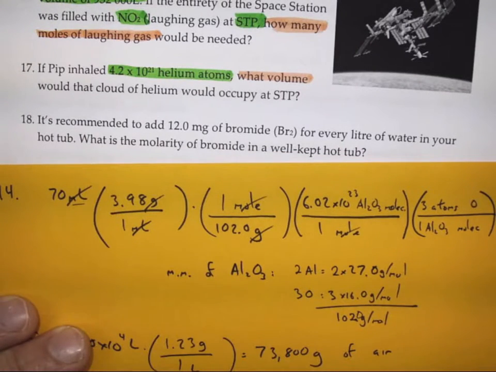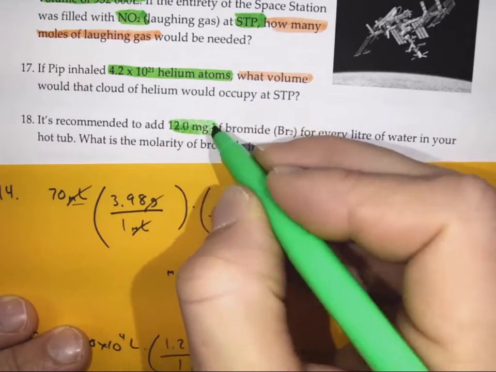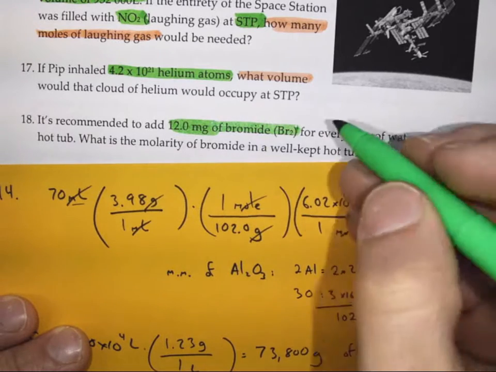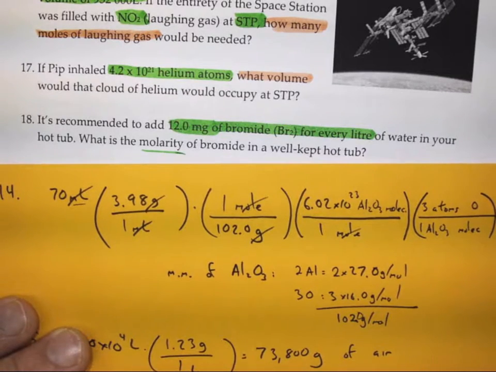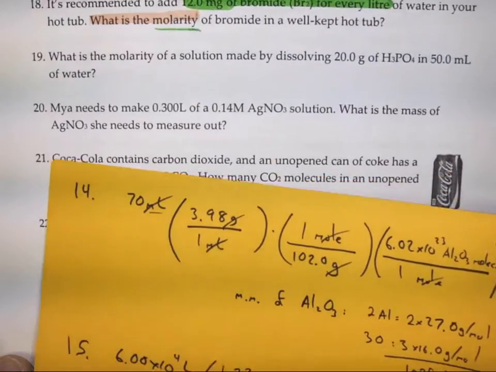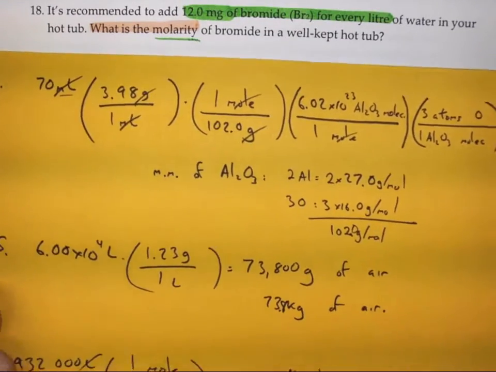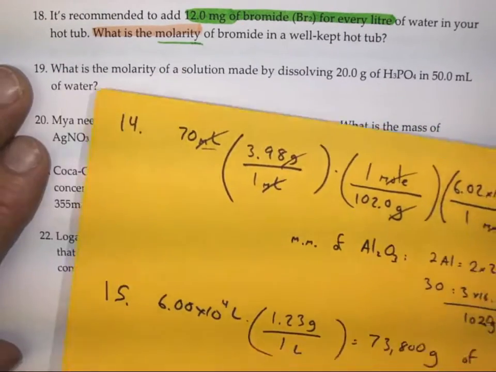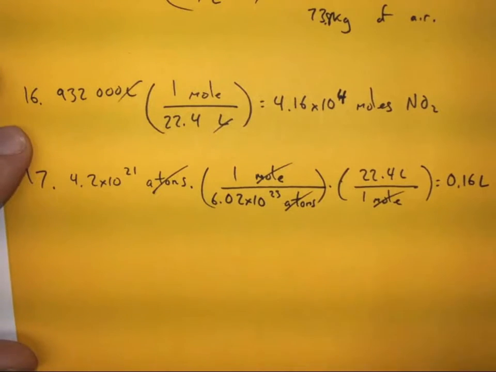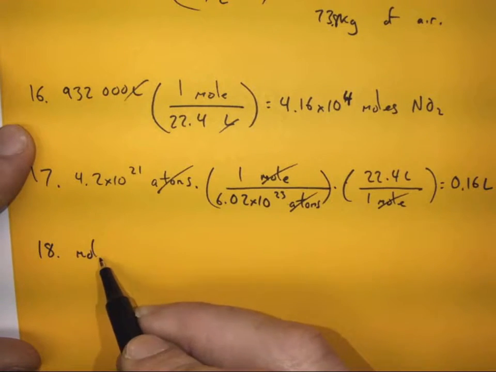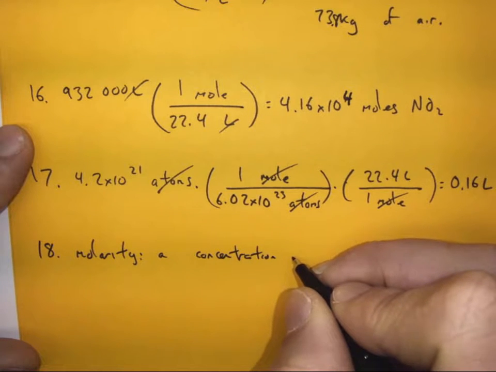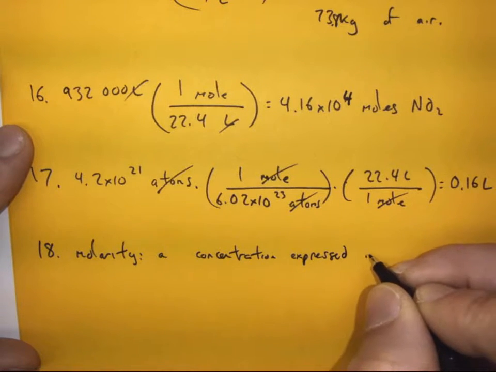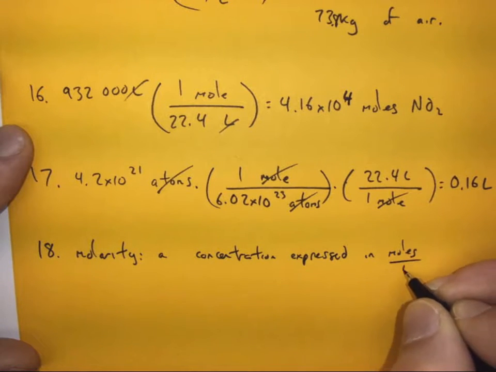Question 18 says it's recommended that you add 12.0 milligrams of bromide for every liter of water in a hot tub. The question is, what's the molarity of a well-kept hot tub? So what is molarity anyway? Molarity means to express a concentration in terms of moles per liter. So for number 18, molarity is a concentration expressed in moles per liter.